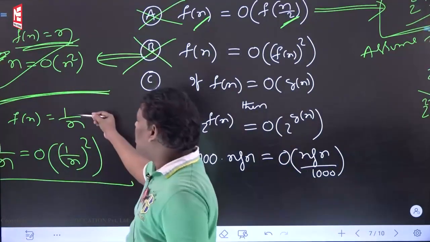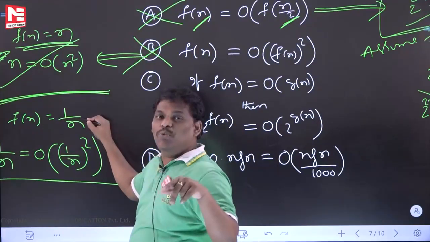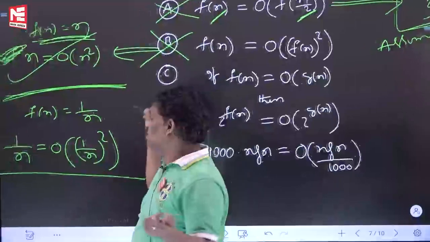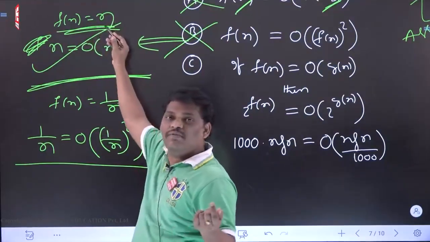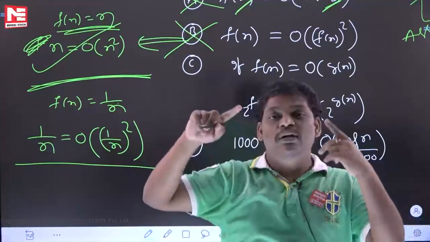See this one. N value 1, 1 by 1. N value 2, 0.5. N value 3, 0.33. N value 4, 0.25. N increases, value decreases. This is called a decreasing function. These are called increasing functions. Option B is true for increasing functions, and B is false for decreasing functions.